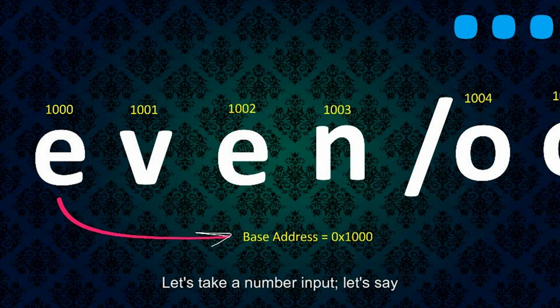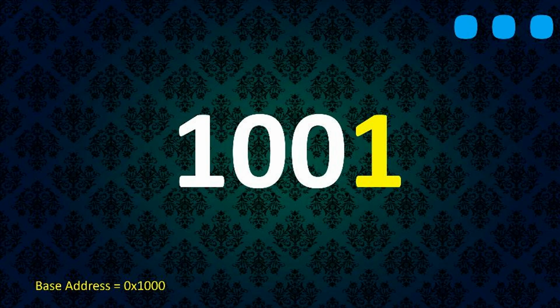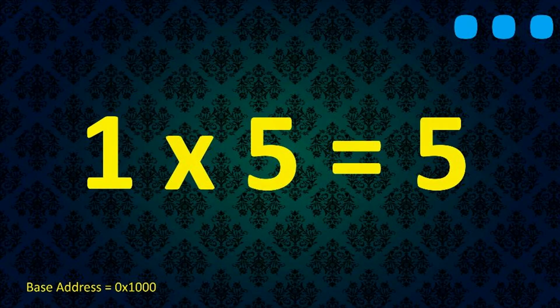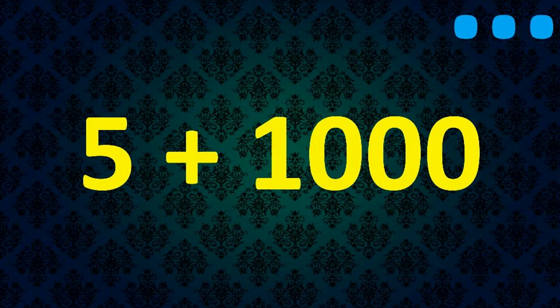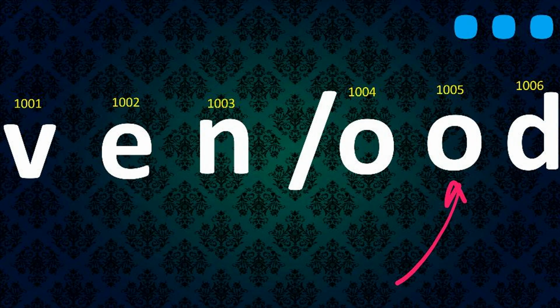Let's take a number input, let's say 9, and converting it to binary, we get 1001, which shows that the input number is odd. So my idea is to take the LSB of it and multiply it with a constant offset, which is 5 in our case, and then add the base address of the string even to the offset. Then this summed value will have the address of the letter O of the text odd to be at the print head, and it will be printed in the console.